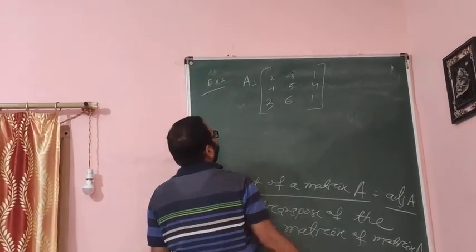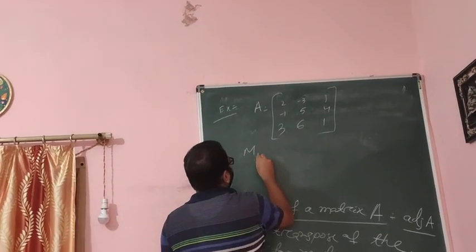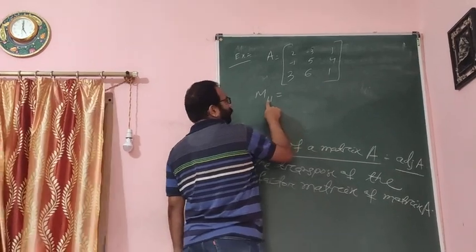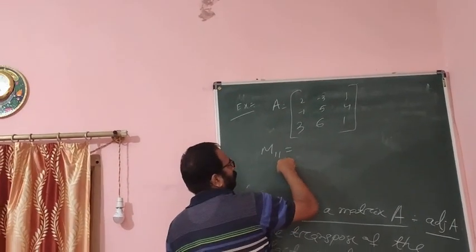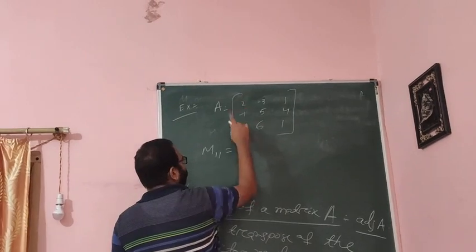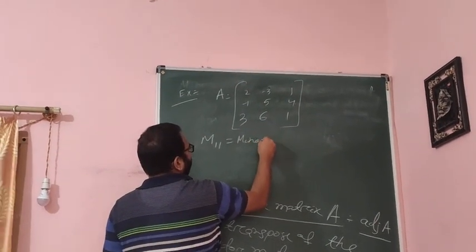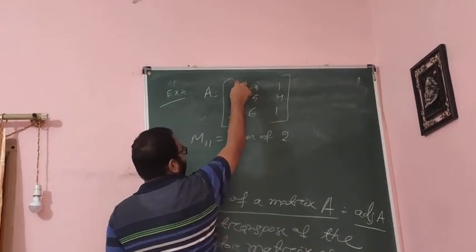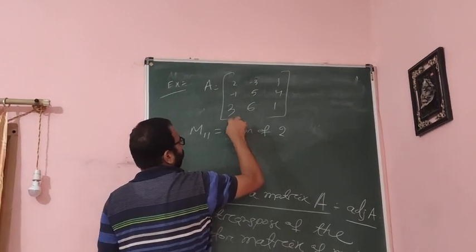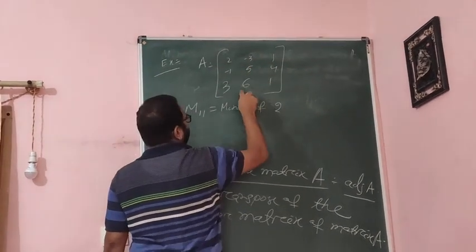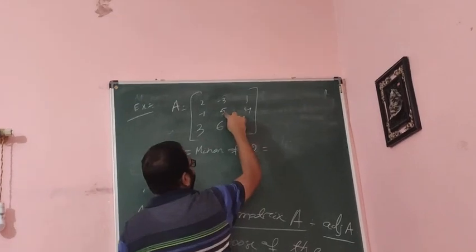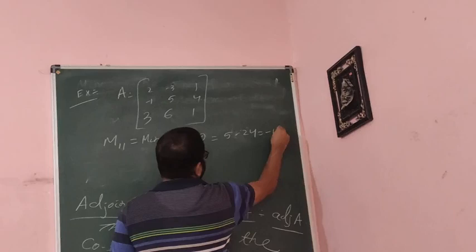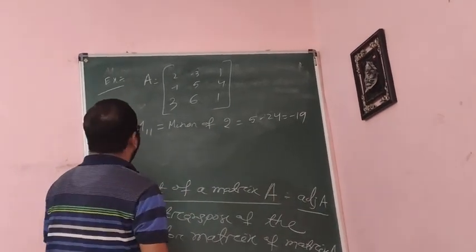Okay, suppose I want to find M11. M11 means you have to deal with the first row and first column, then find the determinant. So M11 means the minor of 2. You have to delete this row and delete this column, and make the determinant of the remaining. Which is equal to 5 into 1 minus 6 into 4. So 5 minus 24, which is minus 19. Okay, this is the minor.